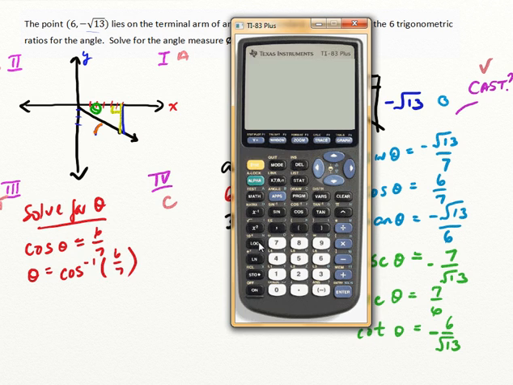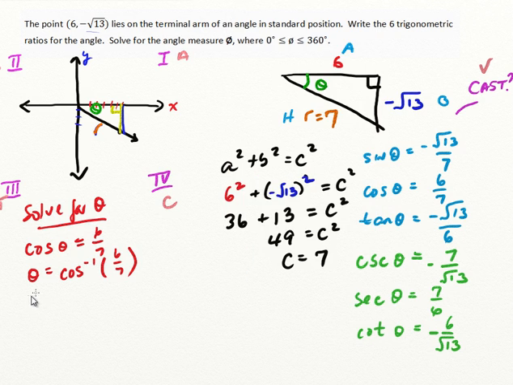So if cosine theta is equal to 6/7, that means theta is the inverse cosine of 6/7. When I enter that into the calculator, second cosine of 6 divided by 7, the answer it provides is 31.0027, which rounded to the nearest degree is 31 degrees. So therefore, theta is 31 degrees.